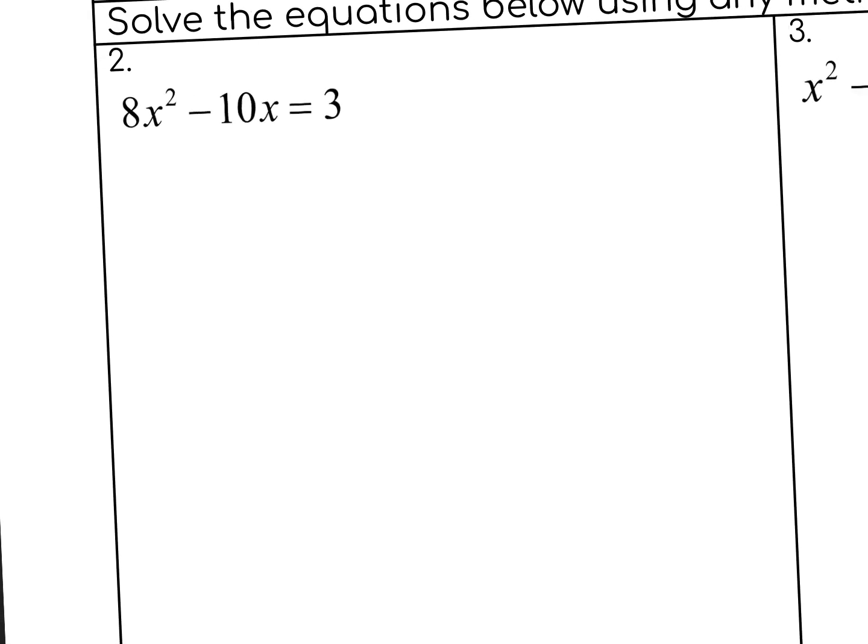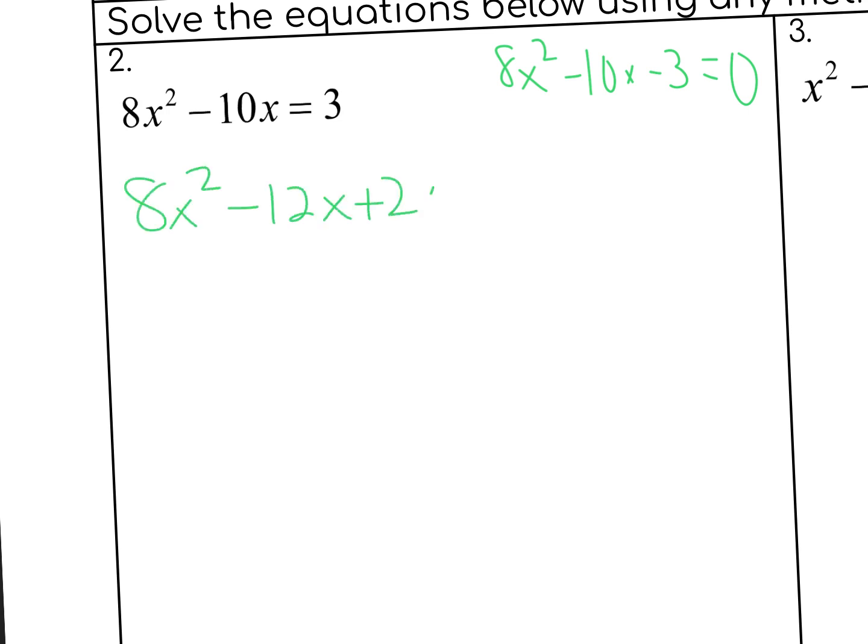graph. All right, well, let's move that negative 3 and just see if I can factor it first. So that's going to be multiply to negative 24 and add to negative 10. Yeah, I can do that. So I have multiply to 24 and add to negative 10. Wouldn't that be negative 12 and positive 2?